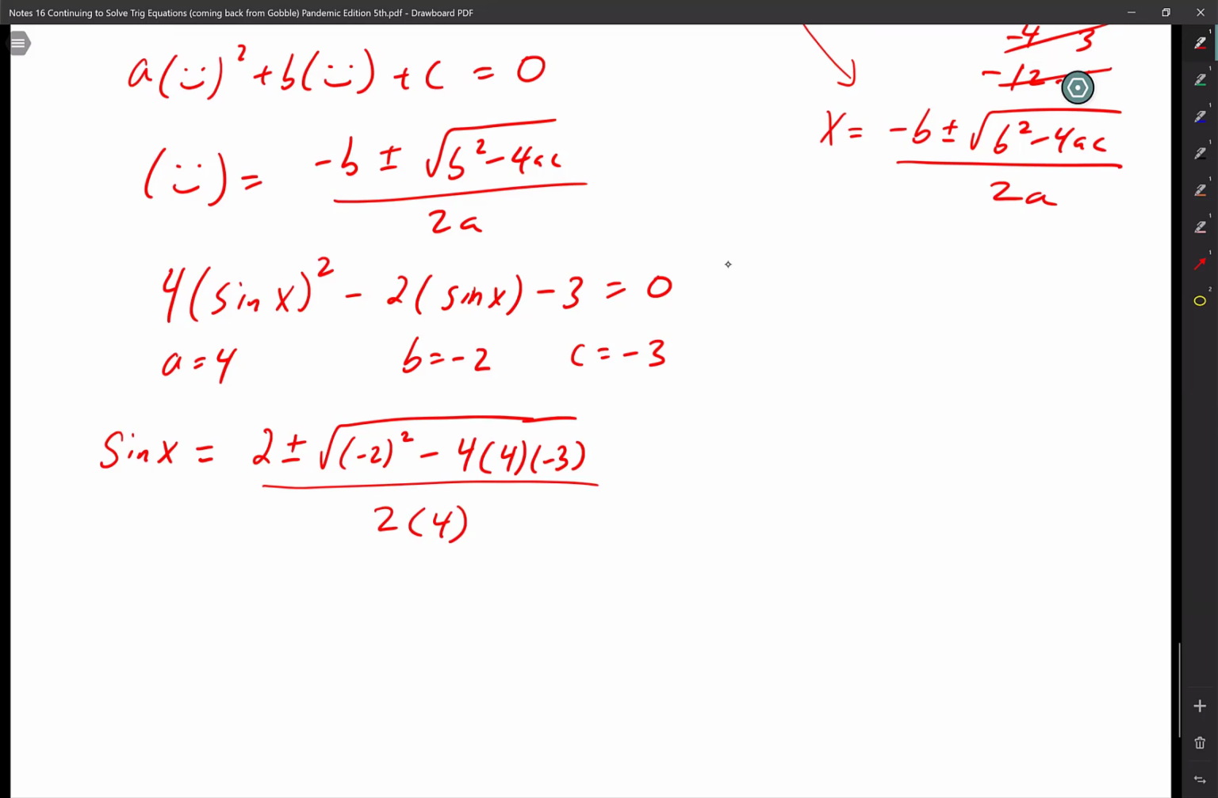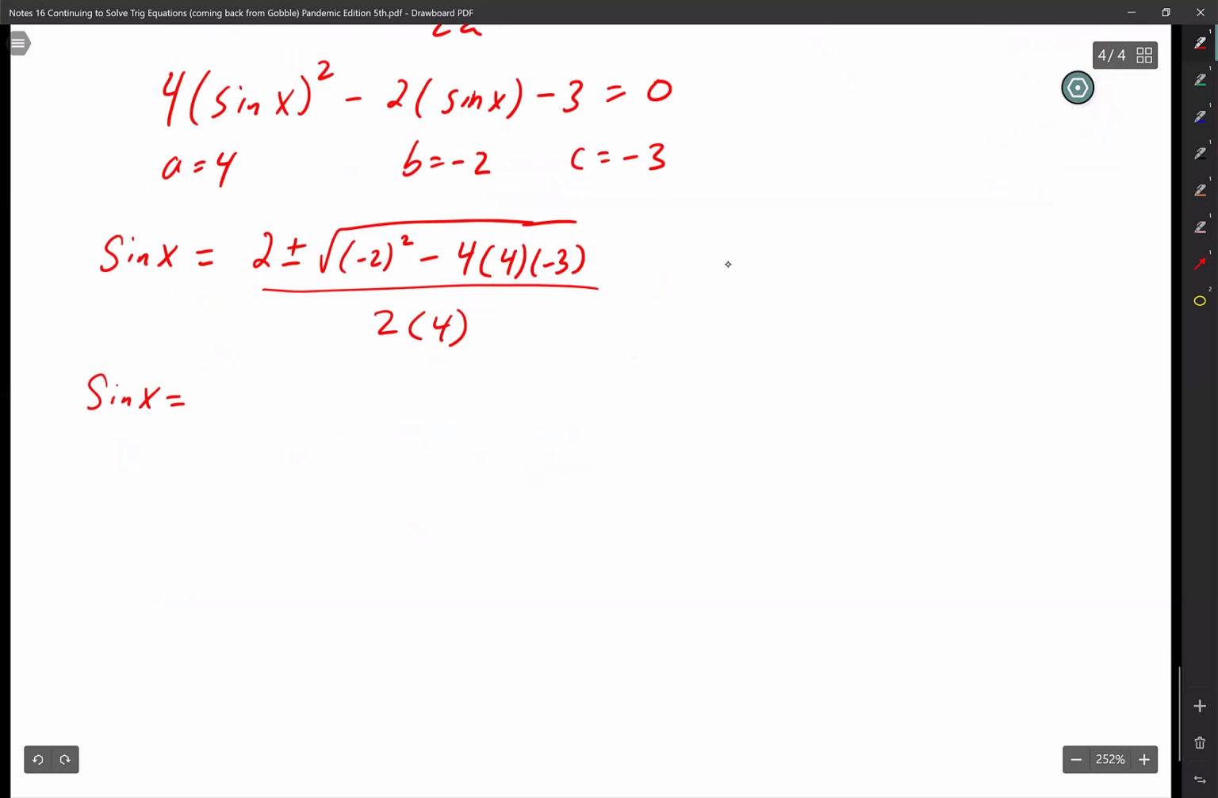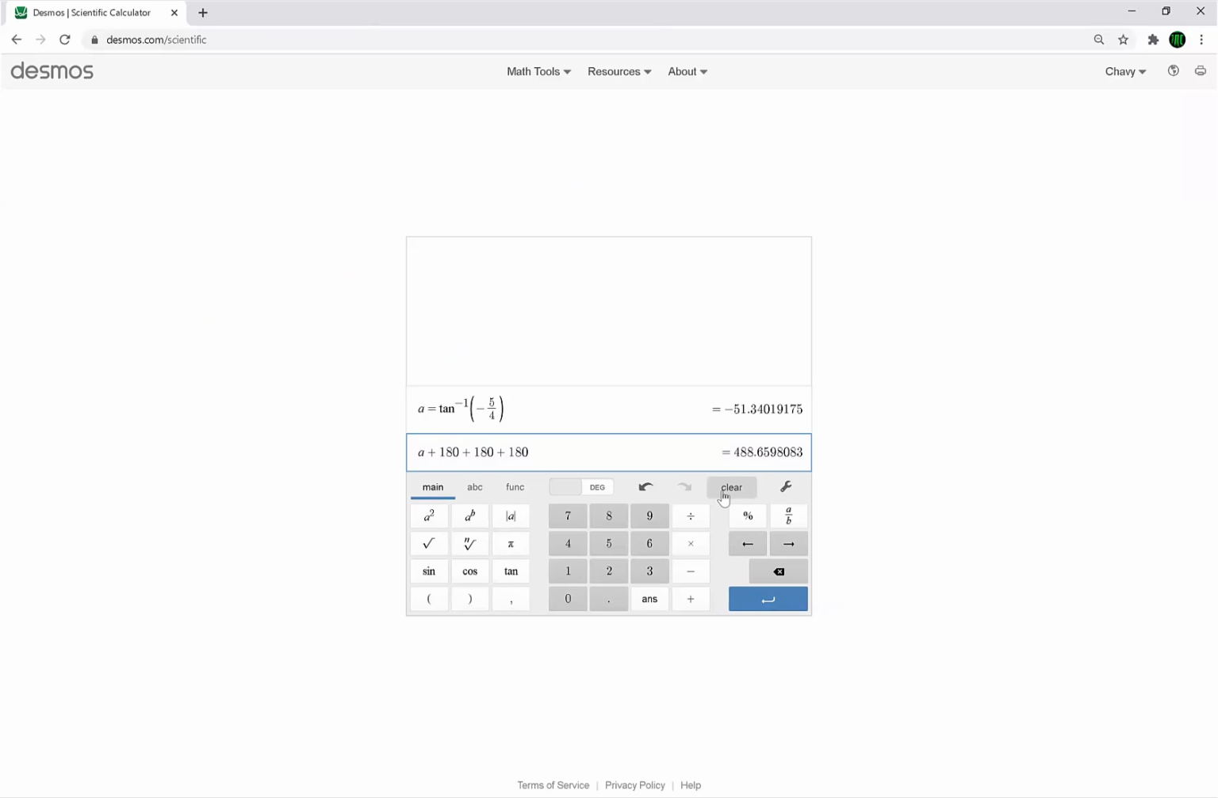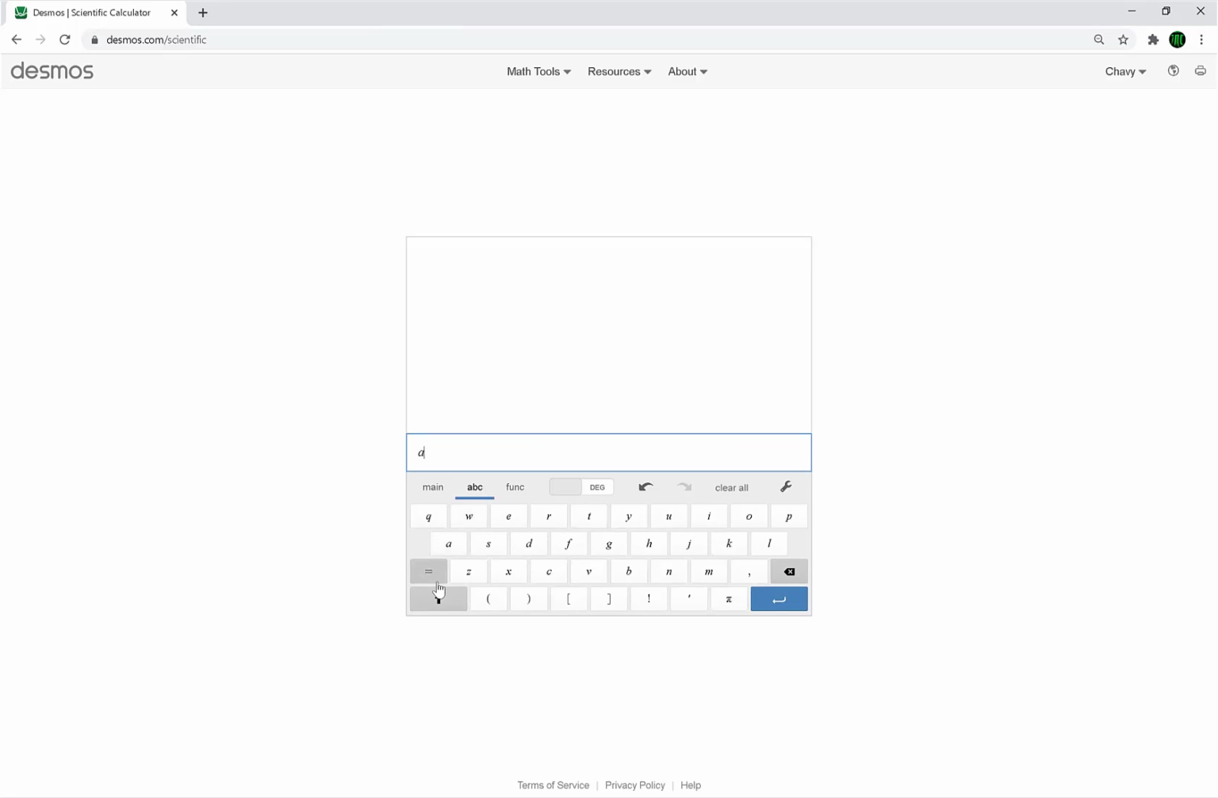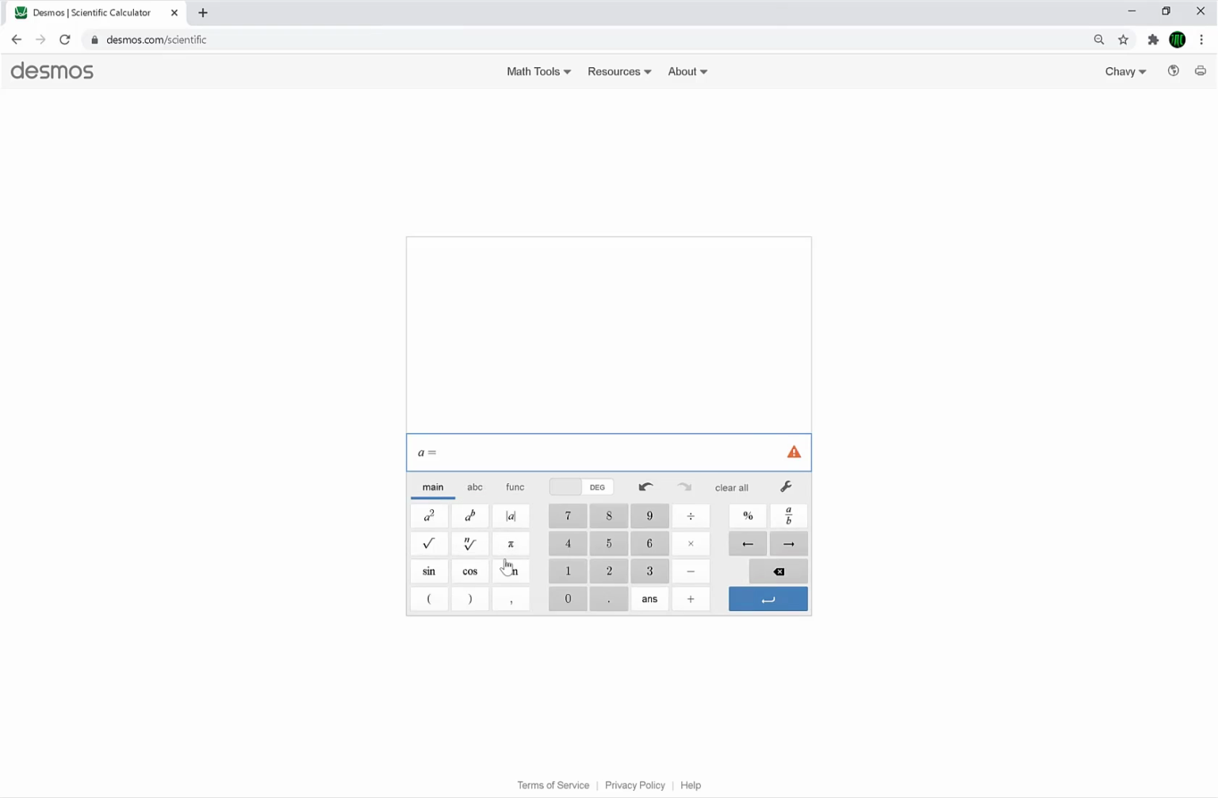I'm going to type what I just wrote there on Desmos. And I'm going to put one for the positive and one for the negative. So let's see. I'm going to go to Desmos, and you guys help me out. So here it is, Desmos. I'm going to clear everything. Okay, here we go. I'm going to put a equals just in case I need a.